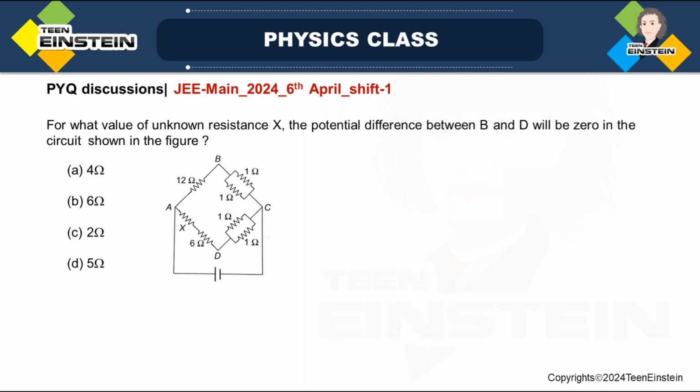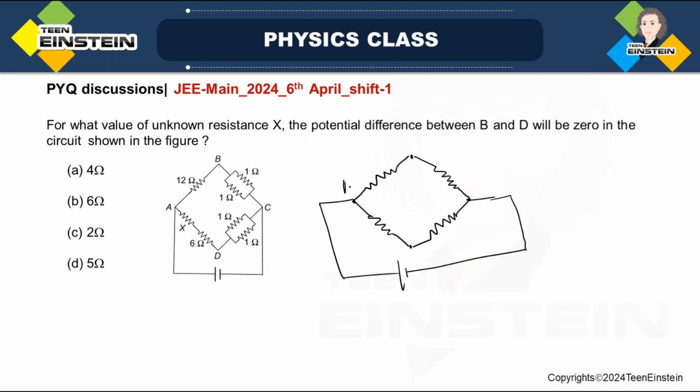The question says, for what value of unknown resistance X, the potential difference between B and D will be 0 in the circuit shown in the figure. See, in case of Wheatstone bridge, what we get? Let us compare this. Generally, we connect the battery between these two. This is AC, this is B and D.